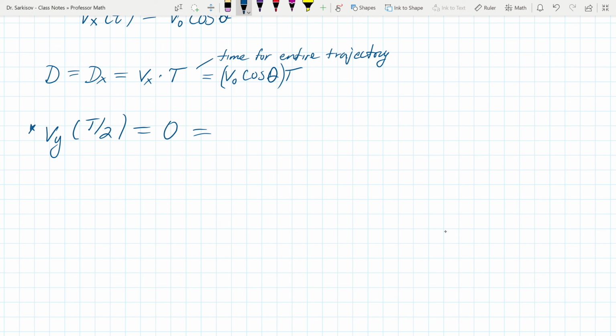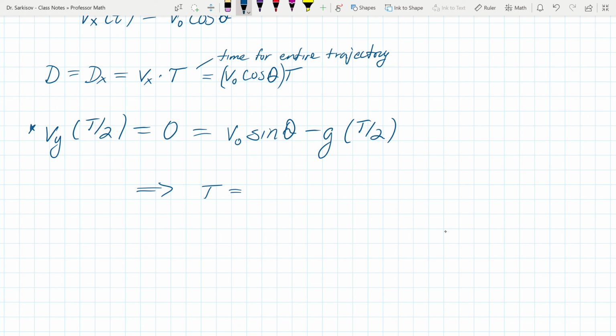And that's, of course, what Vy is. Remember, it's going to be V naught sine of theta minus g times, now put the time, t over 2. Okay, let's do this. Let's solve for t over 2. We can do that, right? And so solving, let's see, we get that t is equal to, let's do this.